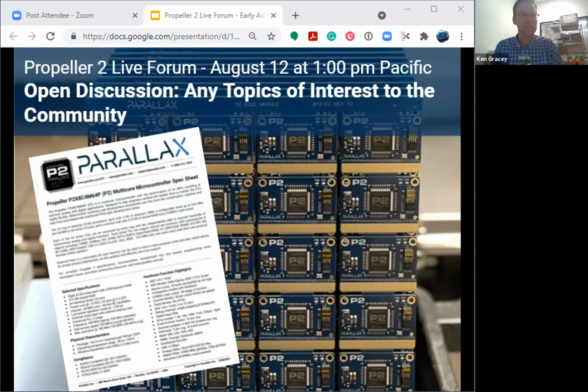As far as topics I'm aware of today, I think Chip is going to show some of the new P2 Edge oscillator improvements. Nice. Getting his hardware set up.